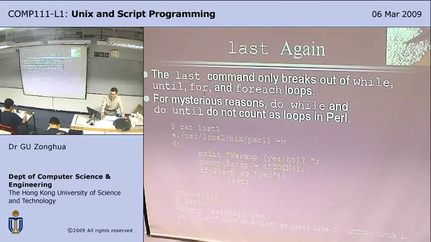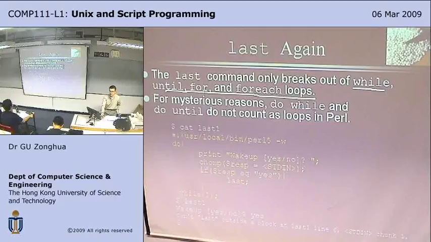So last, we saw last time it breaks out of while, until, or foreach loops. It's like the break in C++. For mysterious reasons, do-while and do-until do not count as loops in Perl. By this, we mean that perhaps the language designer didn't do a good job. It really should treat them as loops, but somehow they didn't treat them as loops.